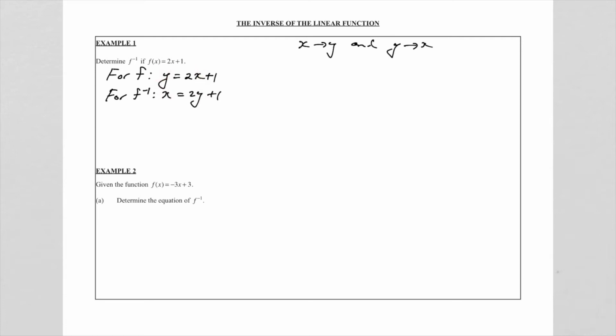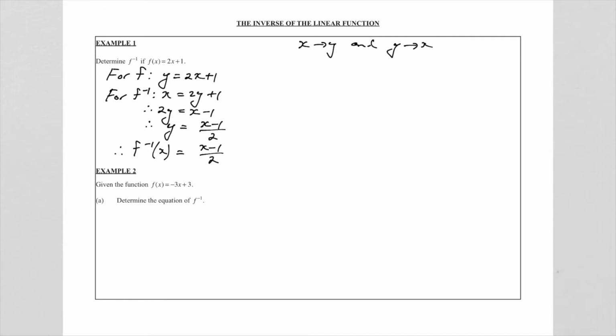And now you need to do manipulation and write this in terms of y. So we can now say that 2y is equal to x minus 1. And then we divide both sides by 2. So we get y is equal to (x minus 1) over 2. Just to answer our question, we're now going to say that the inverse function of f is equal to (x minus 1) over 2. So as you can see, the inverse of a straight line graph is fairly simple.